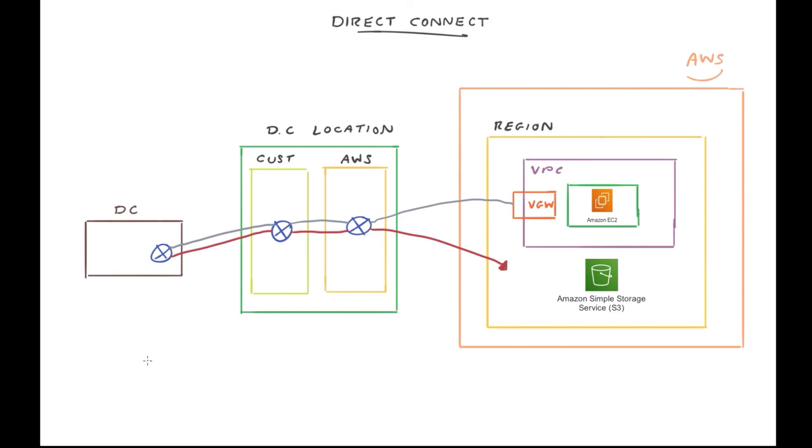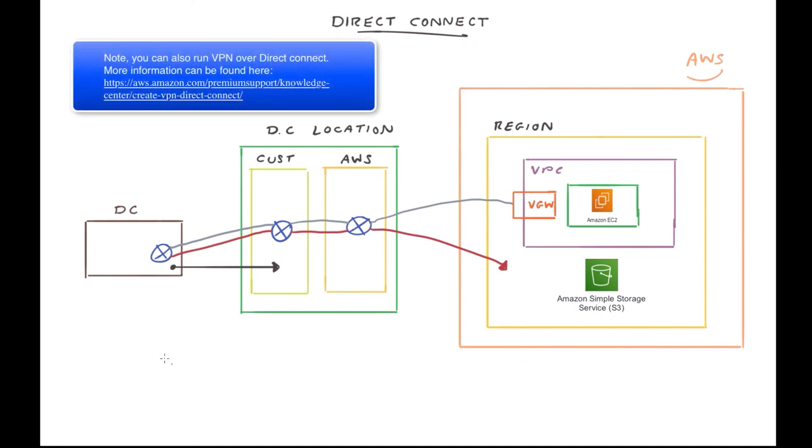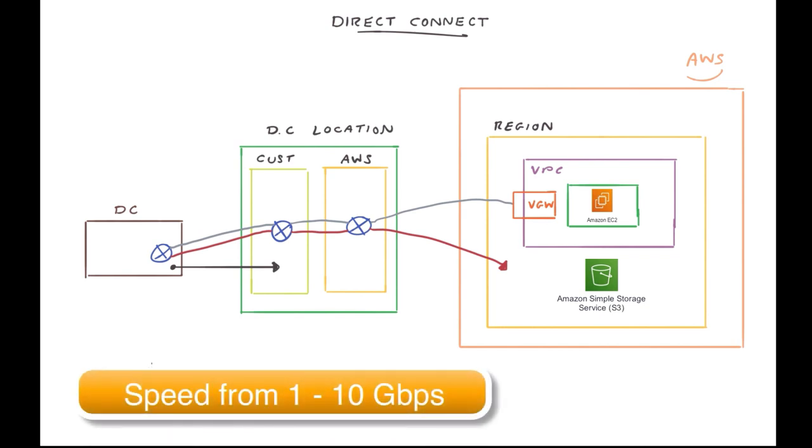Now, to be able to use Direct Connect, the only path that you need to establish is from your on-premise data center to a Direct Connect location to enable you to establish a connection to this customer router here. So as long as you have a dedicated network route to a co-location that provides a Direct Connect connection, then you can establish this dedicated network that we can see here. Now, the great thing when working with Direct Connect is that it's a private connection, and also you get speeds from 1 through to 10 gigabits per second.